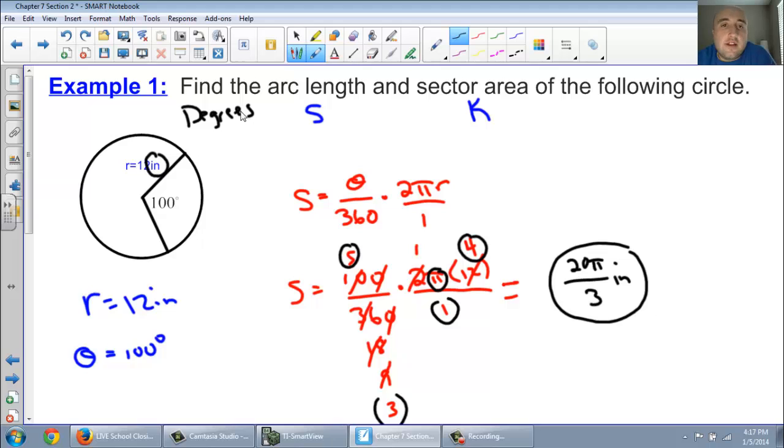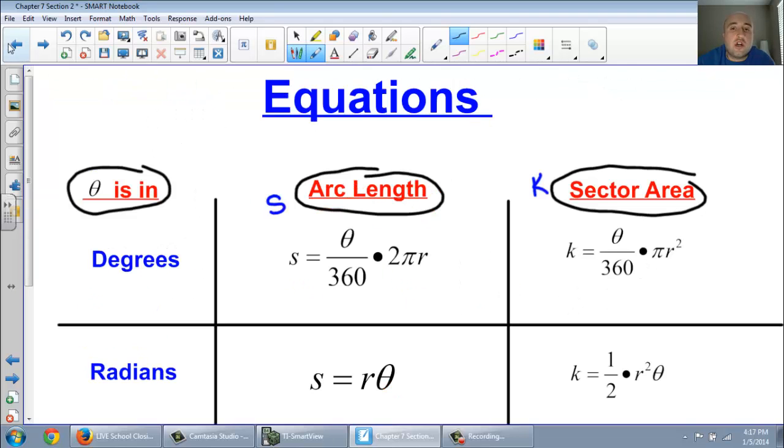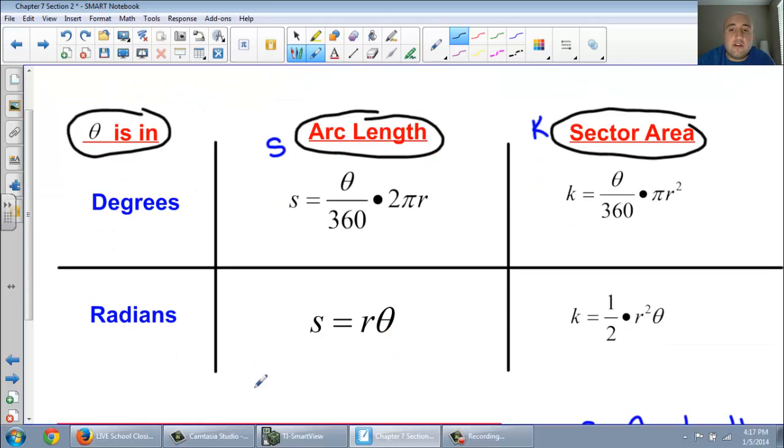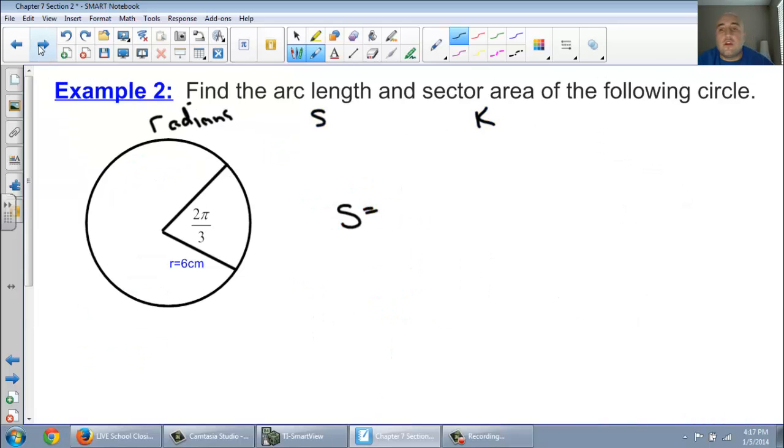Okay, now let's do example 2. It says find arc length. Remember, arc length is S. Find sector area, that's K. And now we are in radians, so we need to do our radian formulas. So let's do the first one. S equals, and if we go back to our chart, radians, S equals R times theta. Okay, so S equals R times theta.